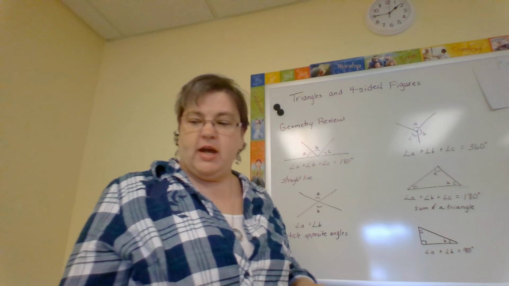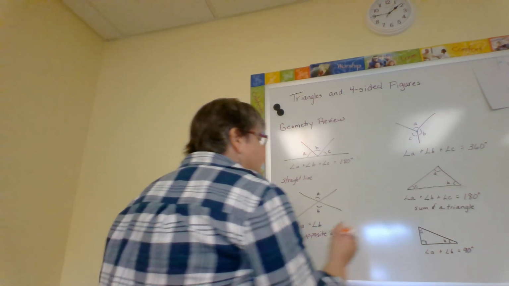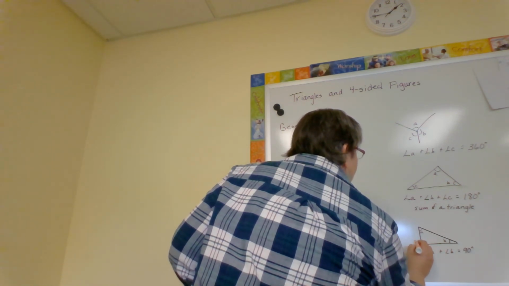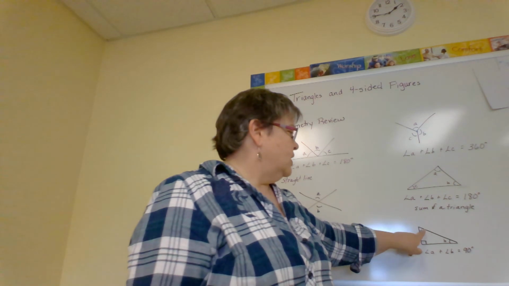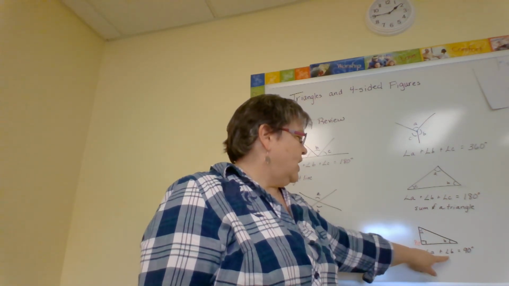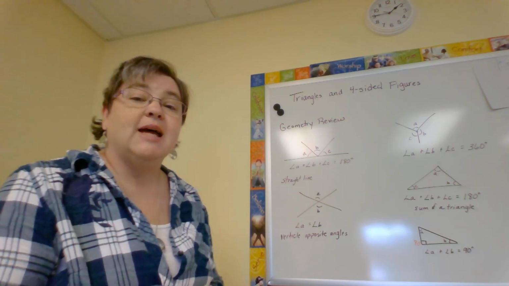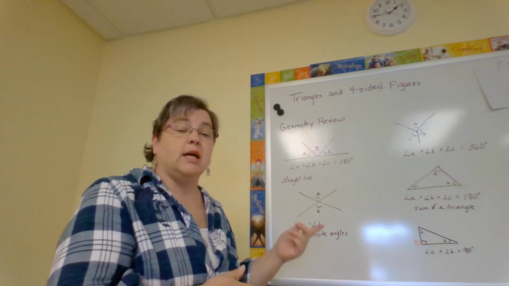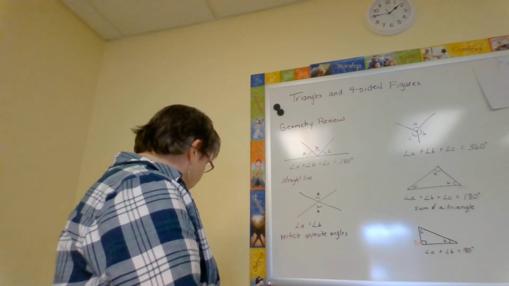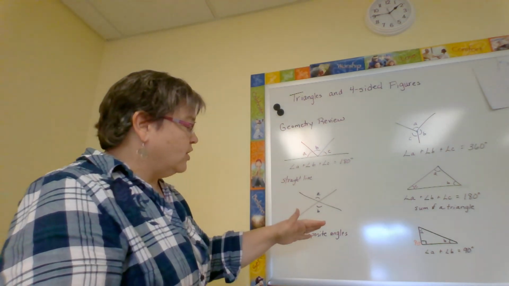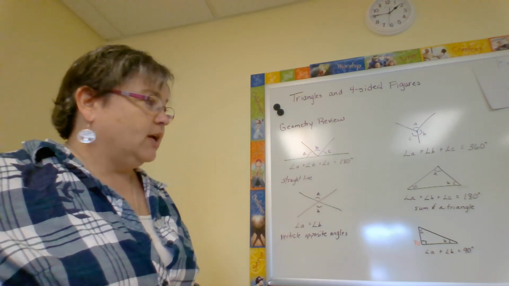And also we have here a right triangle. We know when we see that square that it's 90 degrees. So if this square is 90 degrees, I automatically know that the other two angles, angle A and angle B, must also add up. Their sum must be 90 degrees because 90 and 90 is 180, and a triangle always has to have 180 degrees. All right, we're going to continue on.